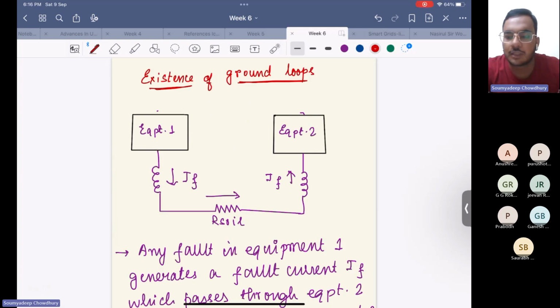Any confusion, any doubts? You can stop me in between. Any clarifications required?